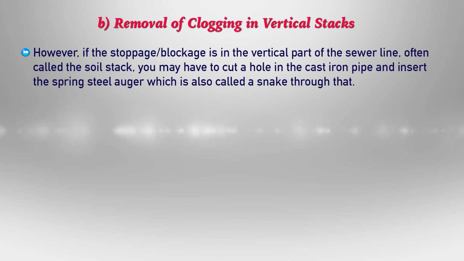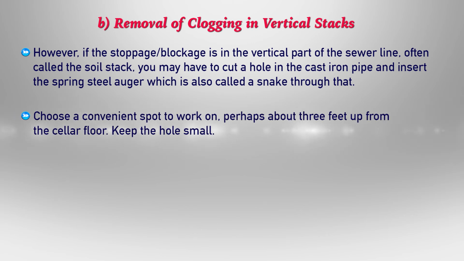Till now we were discussing the removal of clogs in horizontal pipelines or horizontal sewers. If the stoppage or blockage is in the vertical part of the sewer line, often called the soil stack, you may have to cut a hole in the cast iron pipe and insert the spring steel auger, which is also called a snake, through that.